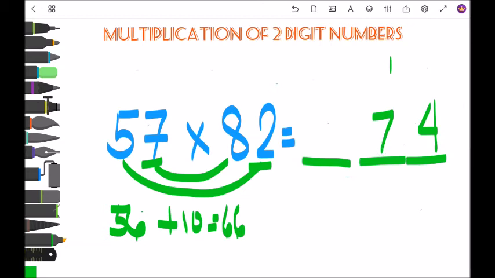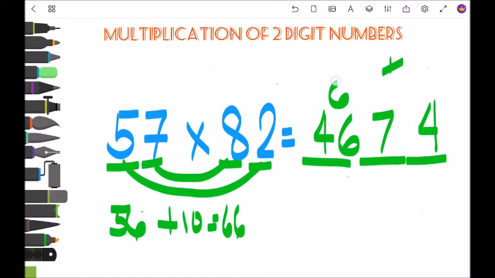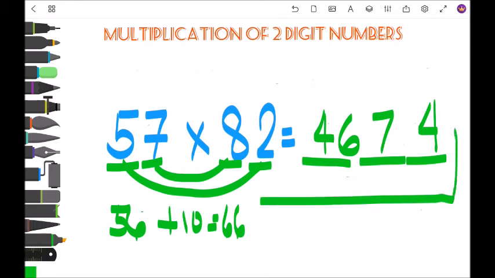So 7 carry 6. Next, first two digits. 5 times 8 is 40. Plus 6, 46. So 57 times 82 is 4,674.